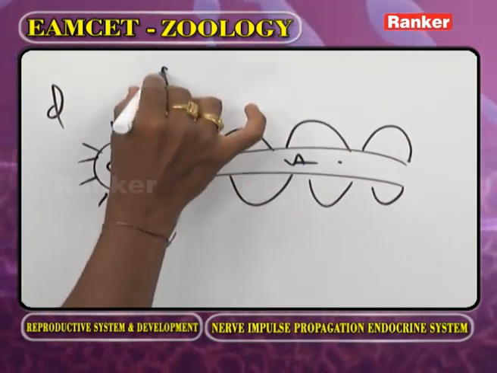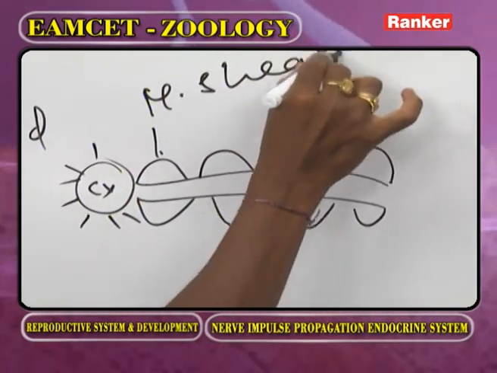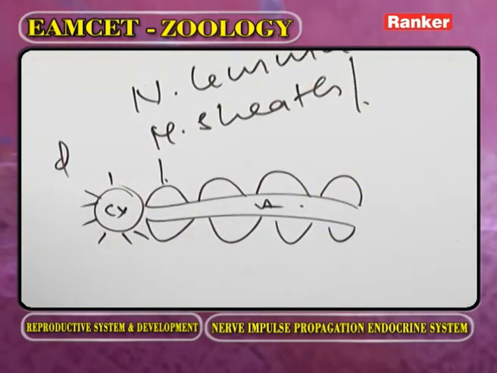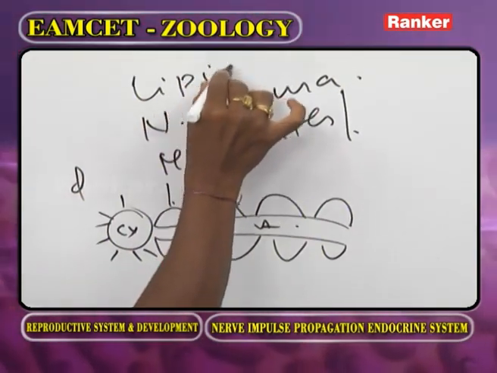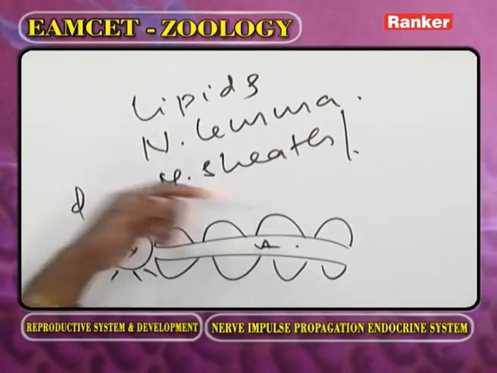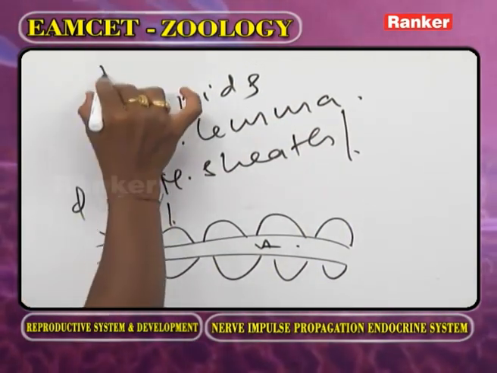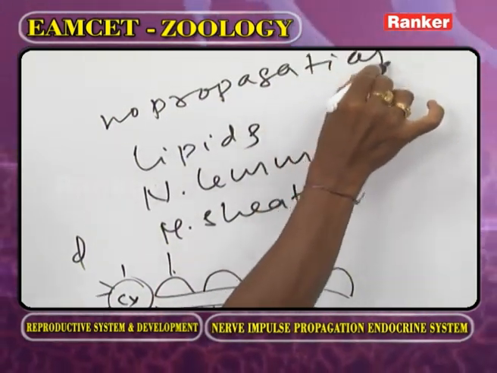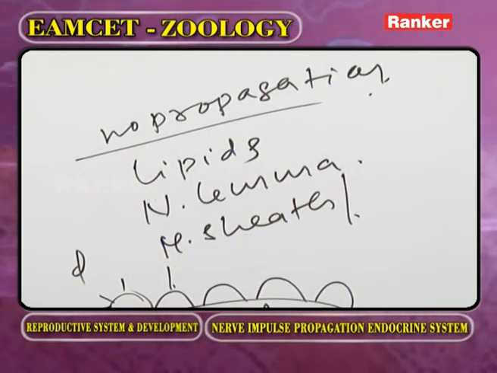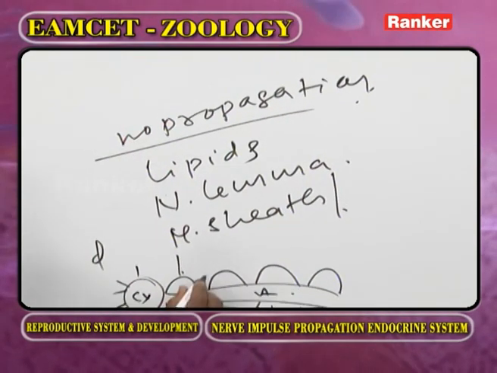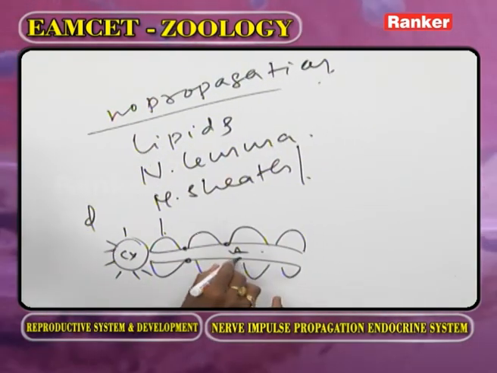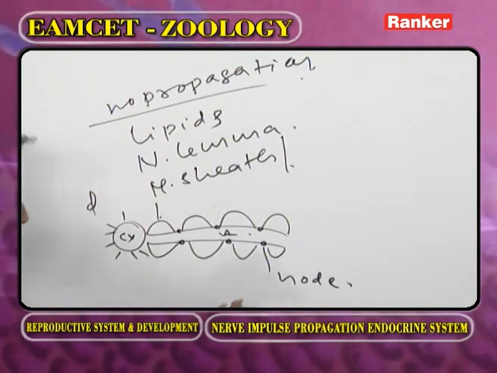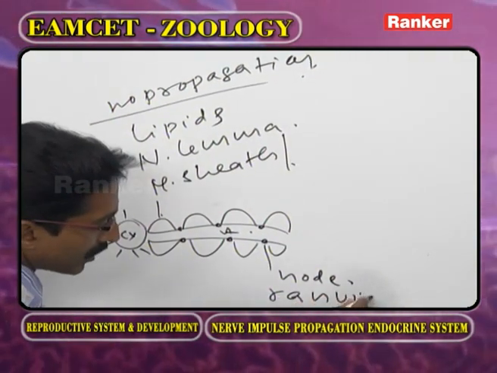Now as we observe the myelin sheath, it is also called the neurilemma. The myelin sheath is made of lipids. Where the myelin sheath is present, there is no propagation. There is no passage of impulse. So, in myelinated axons, where myelin is absent, that place we call a node. That node we call the node of Ranvier.